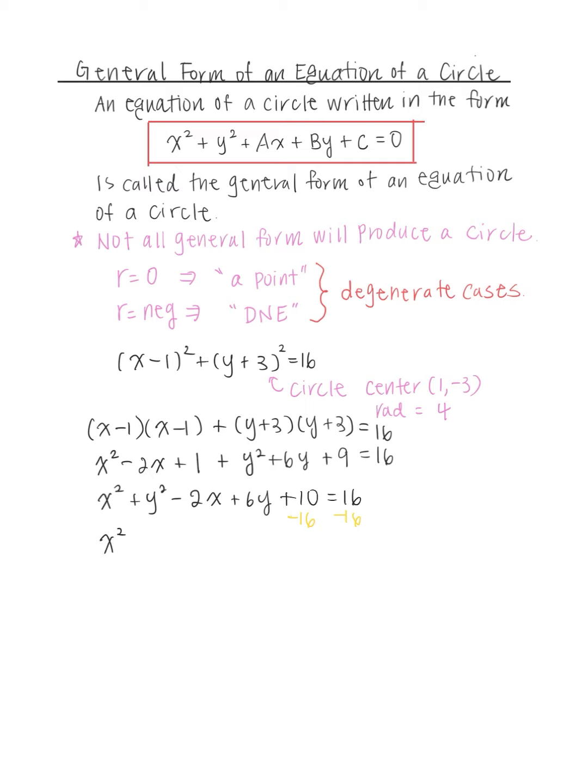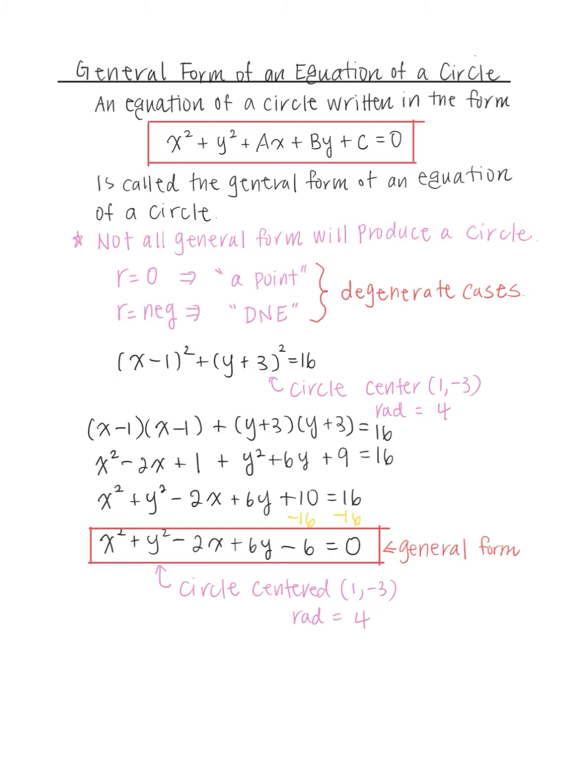So then we're going to get x squared plus y squared minus 2x plus 6y minus 6 equals 0. Now look at it. Isn't that in a standard form? Because the standard form must look like x squared plus y squared plus ax plus by plus c equals 0. Since we derived that general form from the standard form, when you graph this out, we should get a circle of center at (1, -3) and a radius of 4. They look completely different, but they will produce the same graph.